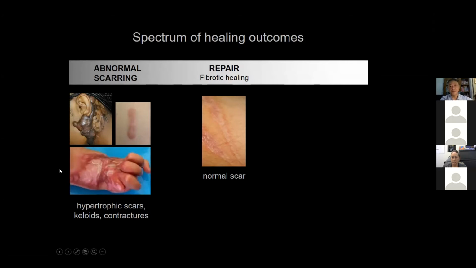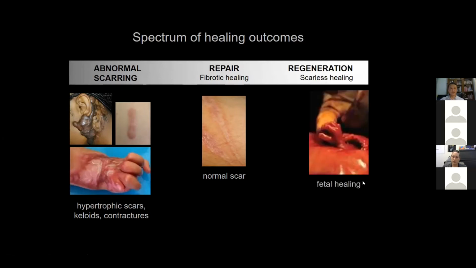And then on the other end of the spectrum, what we would like to happen in response to injury is regeneration. So that would be a scarless process whereby the wounds heal basically by regenerating normal tissue in the area of the wound. And this actually occurs in fetal skin at certain time points during development. And so that's what our lab is primarily interested in, understanding this process of scarless healing in fetal skin.